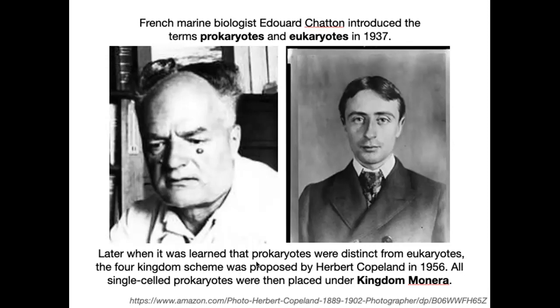Later, when it was learned that prokaryotes were distinct from eukaryotes, the four kingdom scheme was proposed by Herbert Copeland at dito nagkaroon ng distinction na lahat ng single-celled prokaryotes will be different from protists, di ba? Kanina, single-celled eukaryotes will be that of protists. But single-celled prokaryotes, including bacteria this time, will be placed under Monera. Okay? This was proposed by Herbert Copeland again.